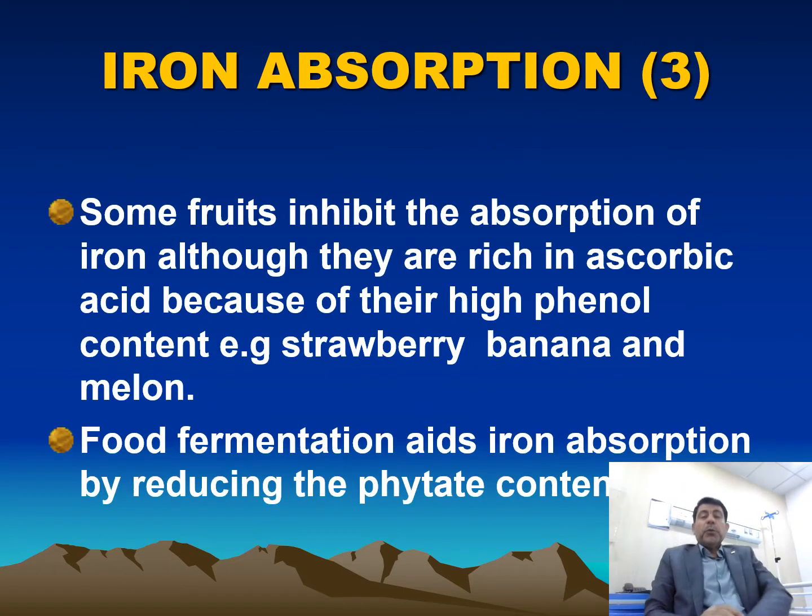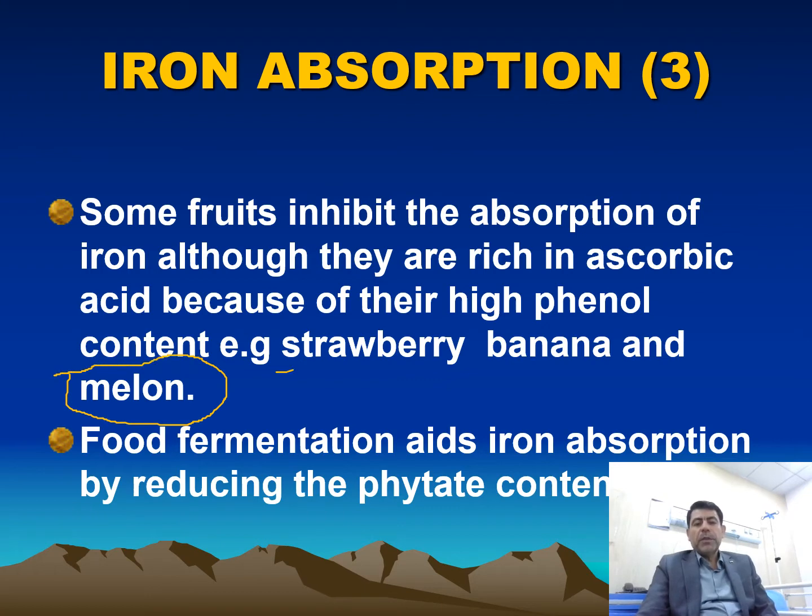There are some fruits that, in spite of containing ascorbic acid, inhibit absorption of the iron, like banana or strawberry and melon. You know, we eat a lot of melon during summer. Why? Because these fruits contain a high level of phenol. Food fermentation aids iron absorption by reducing phytate content. This is another aspect.